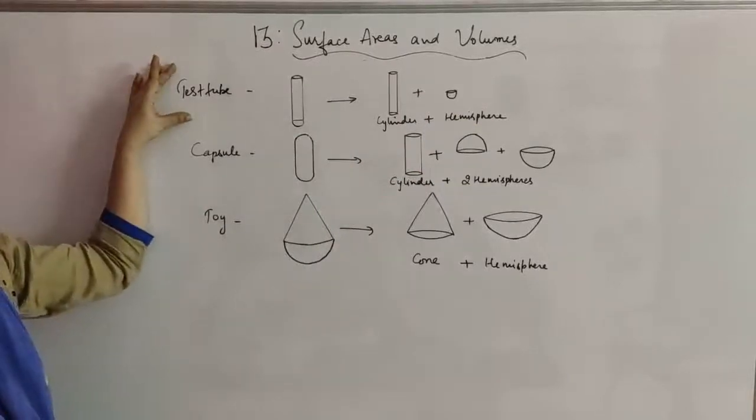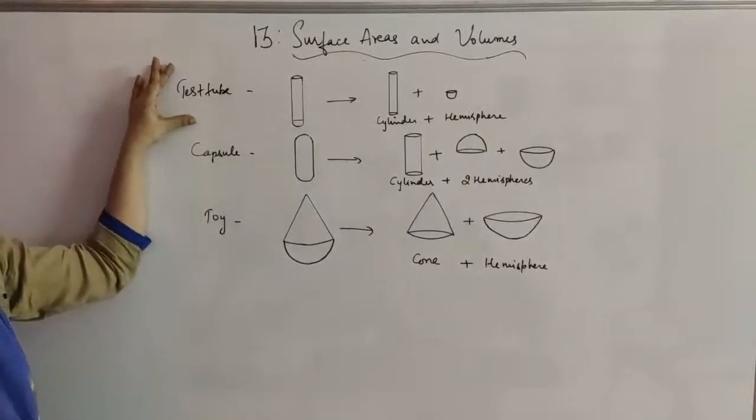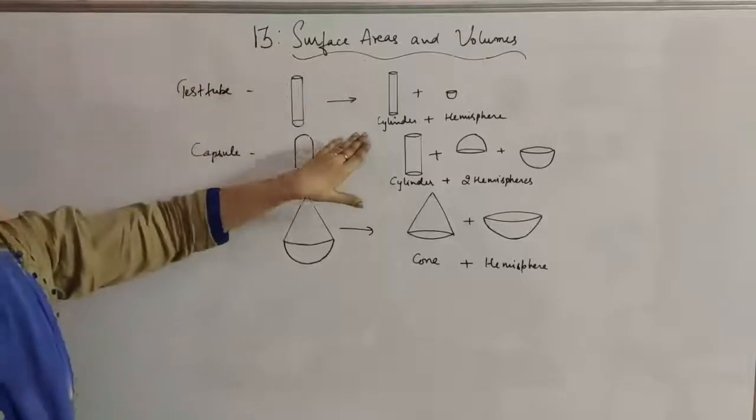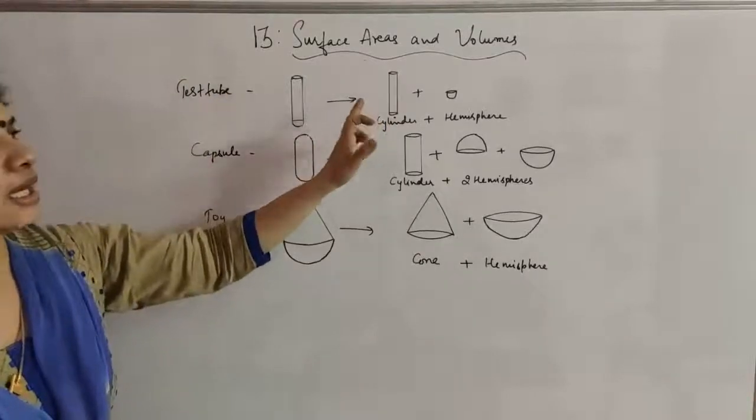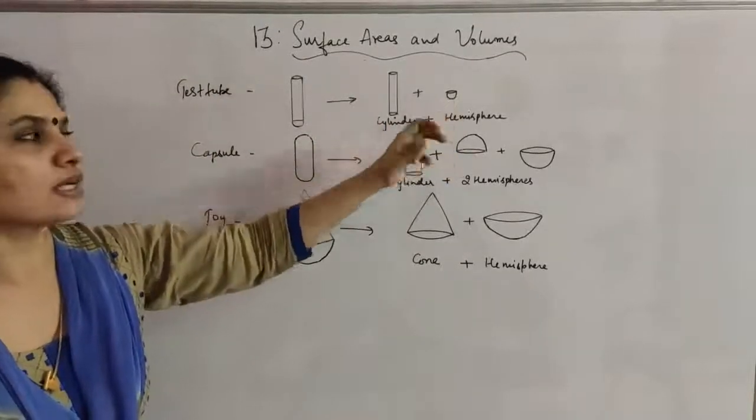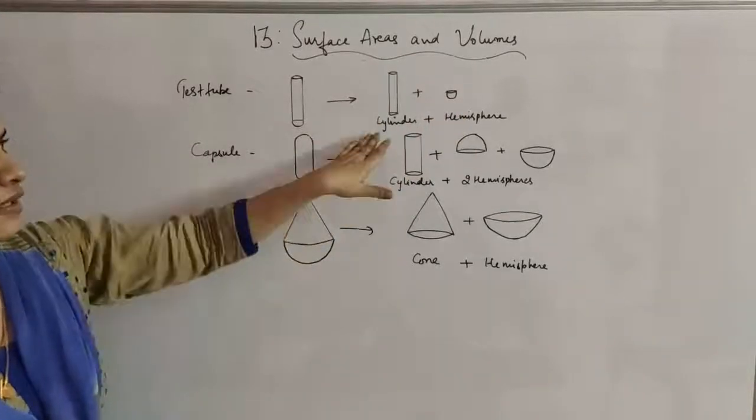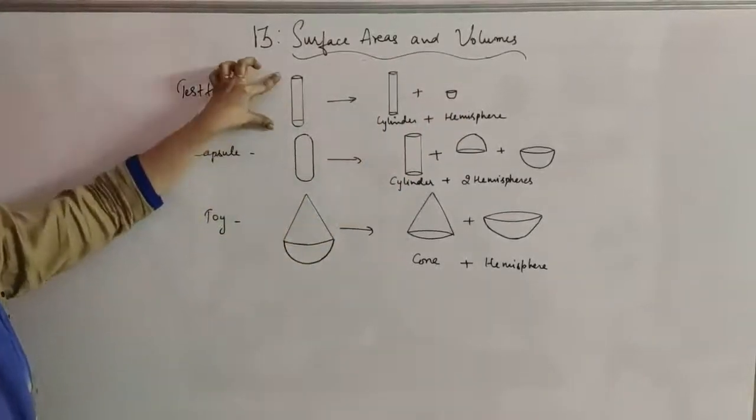Now in order to find out the total surface area of this test tube, what we need to do, we have to take the curved surface area of the cylinder and the curved surface area of the hemisphere and then add the both. That will give you the total surface area of this test tube.